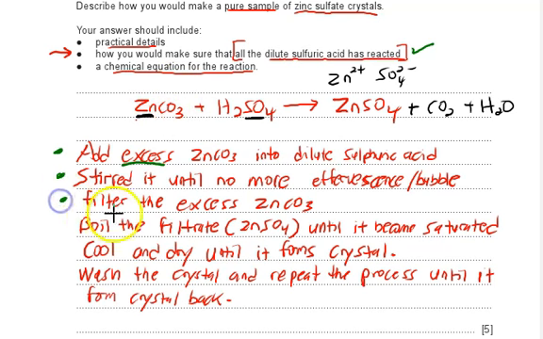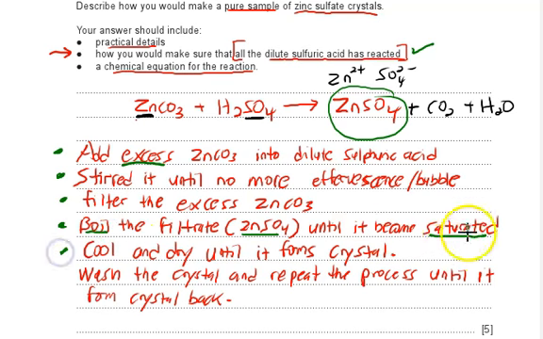So we have to filter out the excess, and we take the filtrate, which is the zinc sulfate that is produced over here. We boil it until it becomes saturated. So this solution we have to cool and dry until it forms the crystal. Then they have mentioned that we have to produce the pure sample, right?